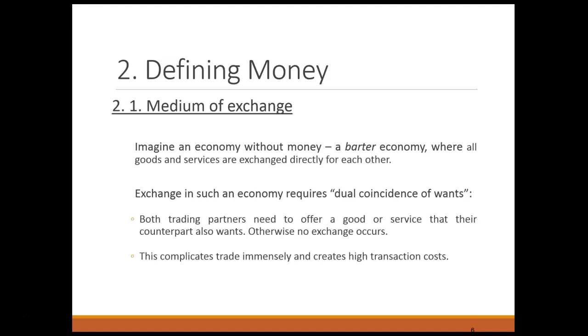Medium of exchange, as mentioned, is the definition of money. It simply indicates that we pay in most transactions using money. The alternative would be a barter system, which is a system in which all goods and services are exchanged directly. Barter systems are hugely inefficient since they require a so-called dual coincidence of wants, meaning that both parties in a transaction need to offer exactly what the other party desires. Since this is rare in a highly diversified economy, barter complicates trade and creates high transaction costs.